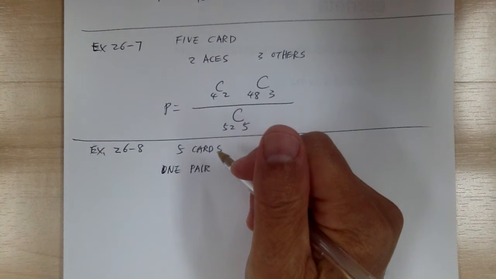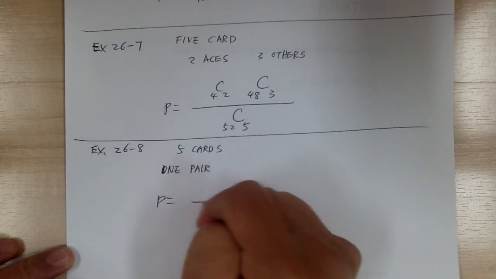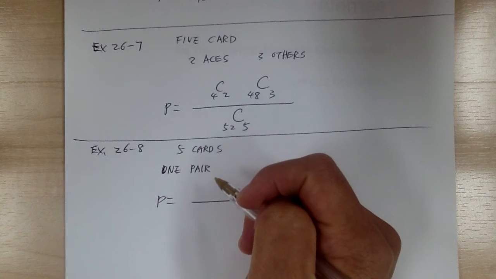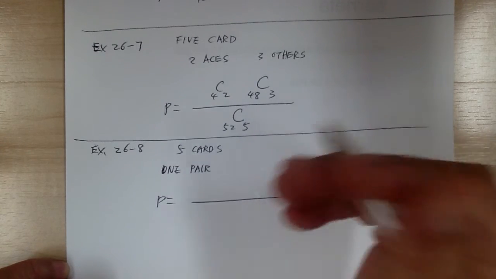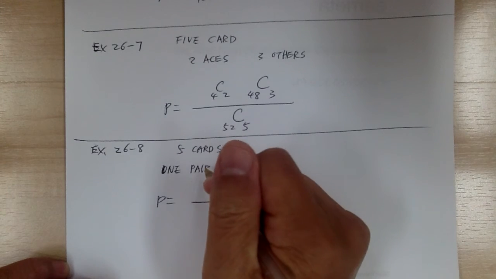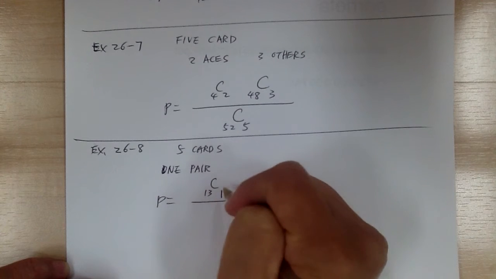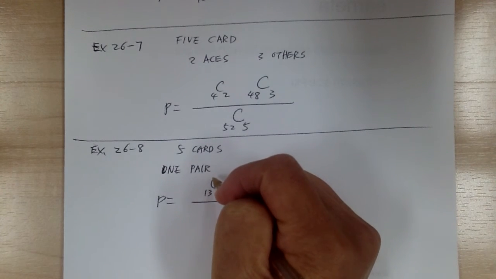So first, the probability would be equal to, to get 1 pair, first there are 13 ranks, like ace, 2, 3, 4, 5, 6, 7, 8, 9, 10. Each of those is called a rank. So you have to choose what rank you want for the pair. There are 13 ranks, and you want to choose 1 rank to get a pair.